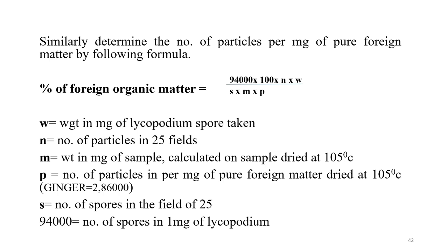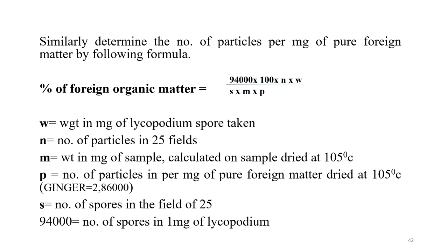94,000 into 100 into n into w, divided by s into m into p. W is equal to weight in mg of Lycopodium spore, n equal to number of particles in 25 fields, m equal to weight in mg of sample. We can choose any ginger powder or something like that, so we can count any starch grains within ginger. Then p is the number of particles per mg of pure foreign matter, that is constant.